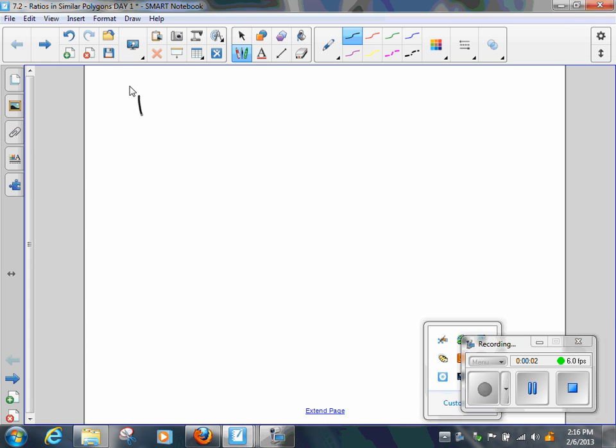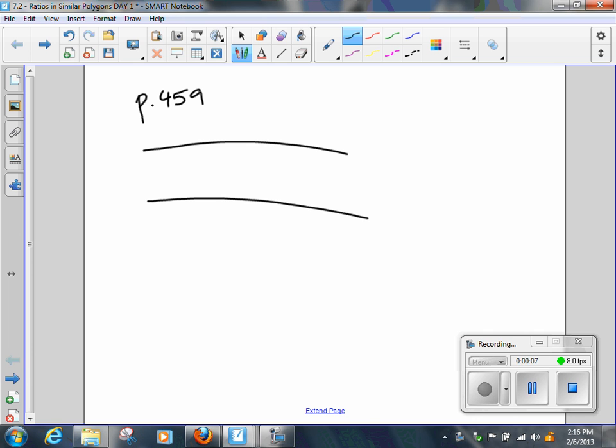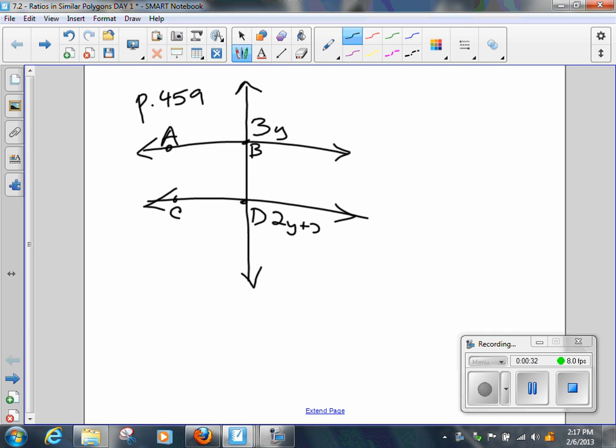Okay. Page 459, folks. Look at this picture. This is going back to what you know about parallel lines. Okay? You are given, this is A, C, D, B right here. And then we got 3y and 2y plus 20.